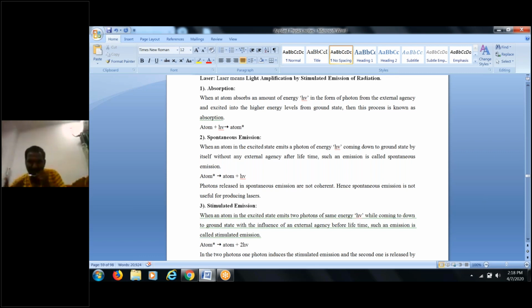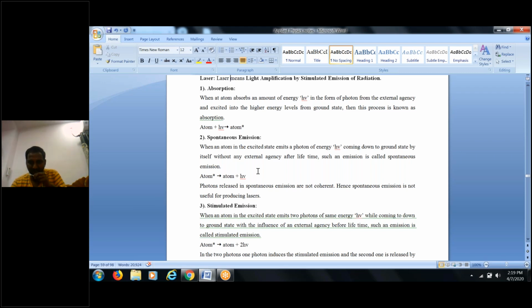That means you are not going to apply any external agency. On its own, spontaneously, instantaneously, the electrons which are present in the higher energy level return back to the ground state by releasing a certain amount of energy. Such a process is known as the spontaneous emission process. See the definition here. When an atom in the excited state emits a photon amount of energy h nu, coming down to the ground state by itself without any external agency after a lifetime, such an emission process is called the spontaneous emission process.